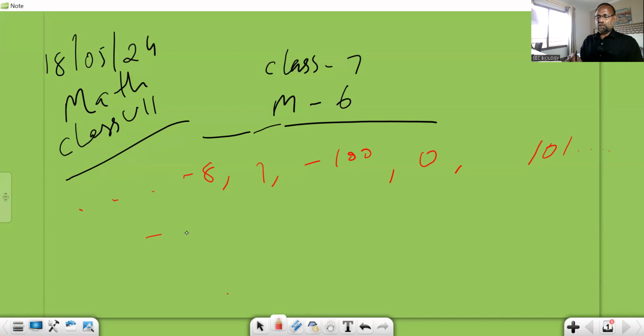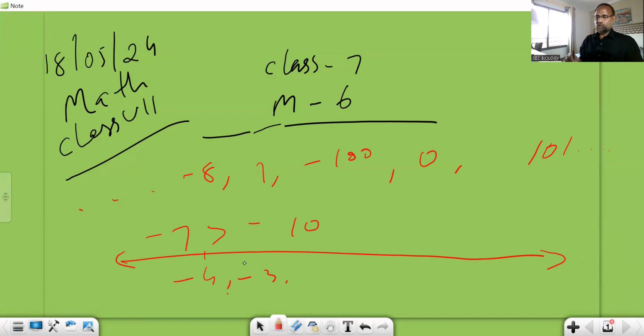Another one, comparison: minus 7 is greater than minus 10. Minus 7 is greater than minus 10, because here we can see minus 4, minus 3. I'm talking about the number line. On the number line you can see this is minus 4, then minus 3, then minus 2, minus 1, and 0, 1, 2, like that it is going on. This is 1, and this is 2, like that going on.